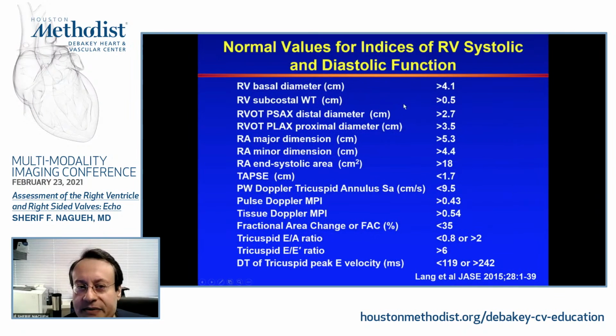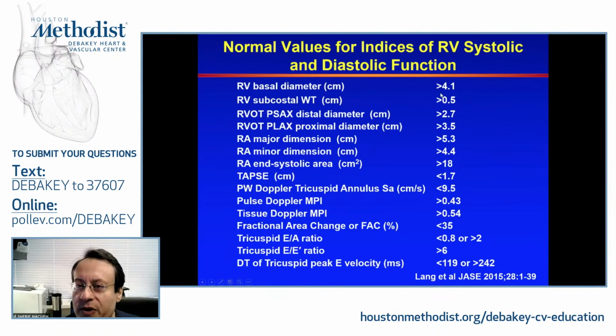This is a quick list of some of the normal values that we've been talking about, and I'll go quickly through them. For the basal diameter, remember this is the one that we got from that focused view, the basal 1/3 of the RV, the upper limits of normal is 4.1 millimeter. The wall thickness should be less than 5 millimeter. The parasternal short axis diameter for the RV outflow tract should not exceed 2.7 centimeters. For the proximal diameter, which you can get from the paralong as well as the parashort view at the aortic valve level, is at 3.5 centimeters.